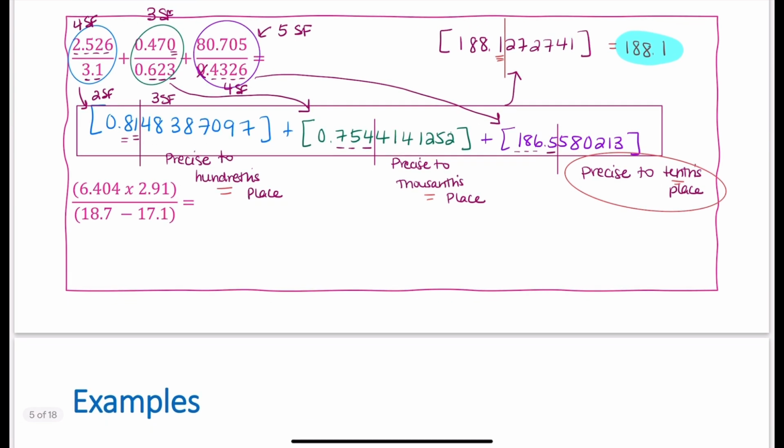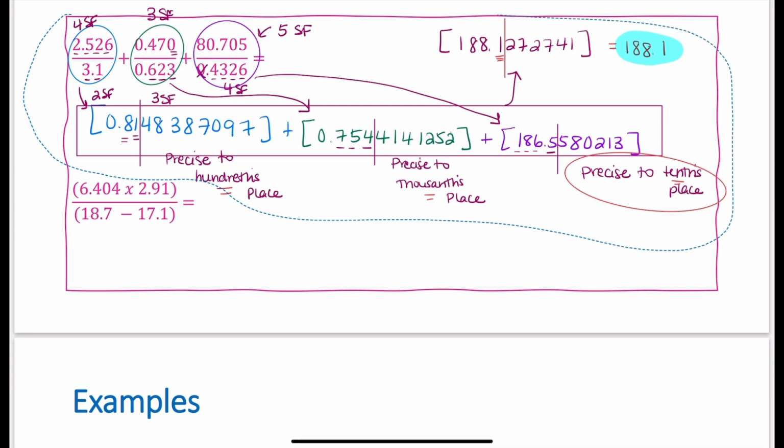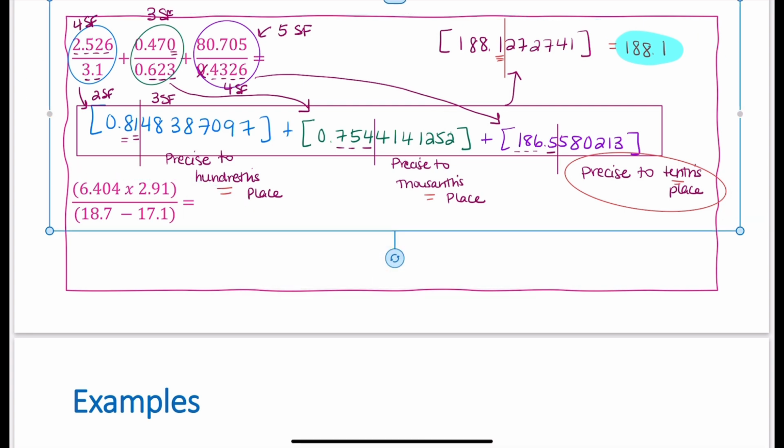Please pause the video if you want to write all of that work down because I need to erase it, because it's kind of overwhelming for me to see the example below it with all of that in the way. So I'm going to shrink it, but it won't match up nicely anymore.